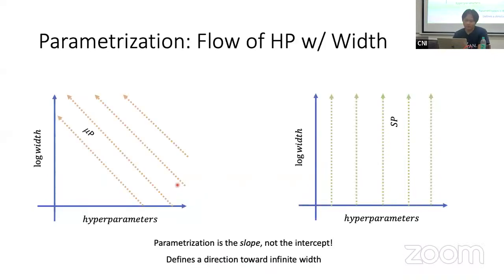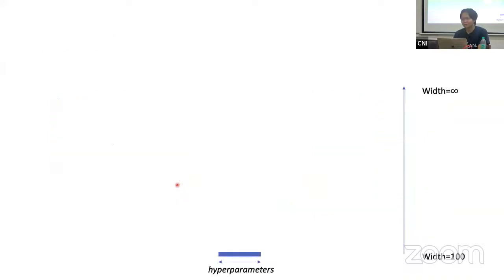Okay, so of course there are many ways to go toward infinite width, many different slopes. For example, you can look at SP and try to push the hyperparameters through this flow toward infinite width, kind of like running it for infinite time somehow. And when you do so, the really wide neural network will exhibit a certain set of behaviors. We call it the standard parameterization, or SP, limit.